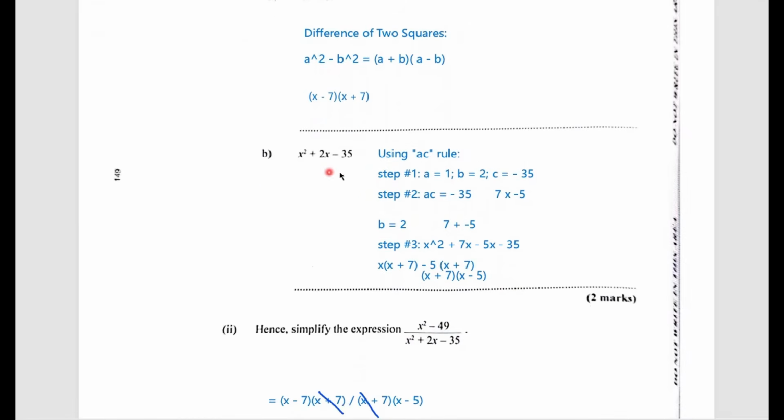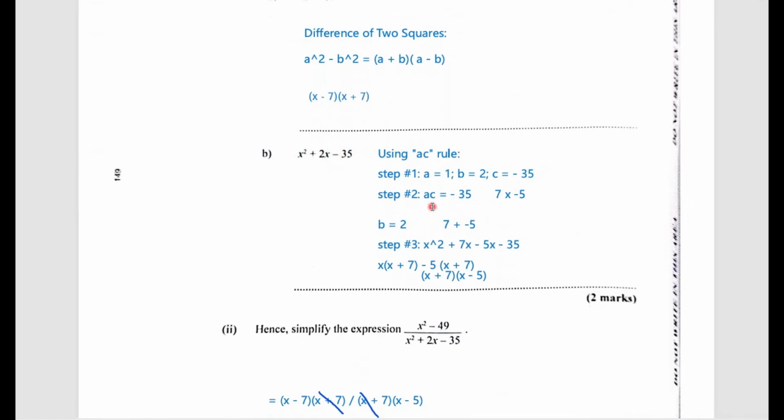With x squared plus 2x minus 35, you want to factorize. Immediately you can recognize that it is a quadratic expression. And one way of factorizing it is using the AC rule, where we identify a, b, and c. As you will know, a is the value in front of x squared, which is 1. b is the value in front of x, which is 2. c is your constant, that will be minus 35. Please do not forget your minus sign.